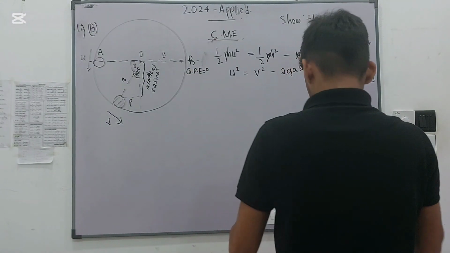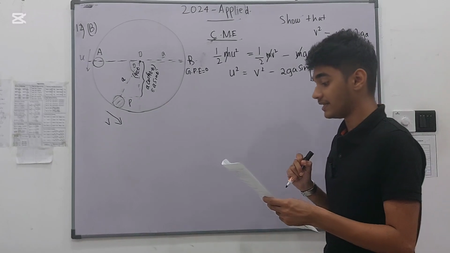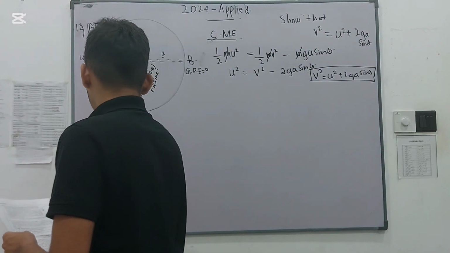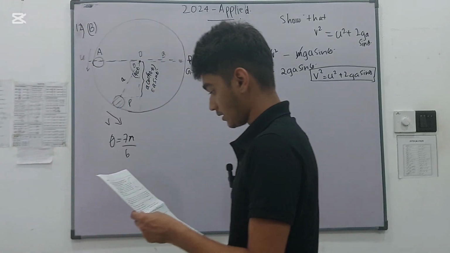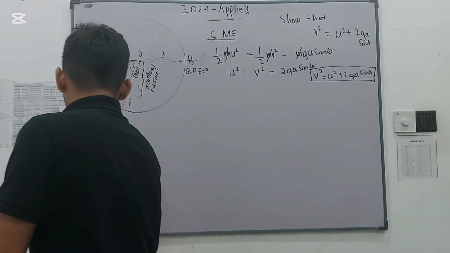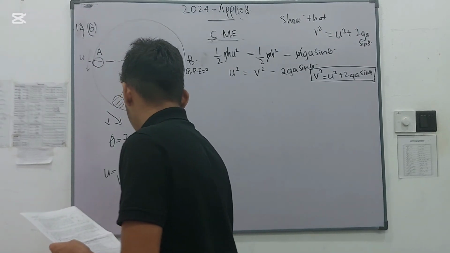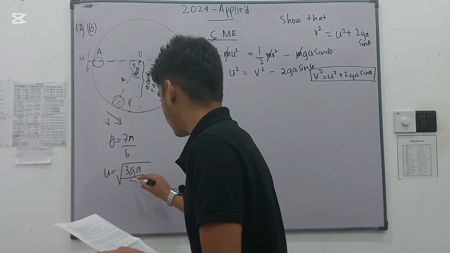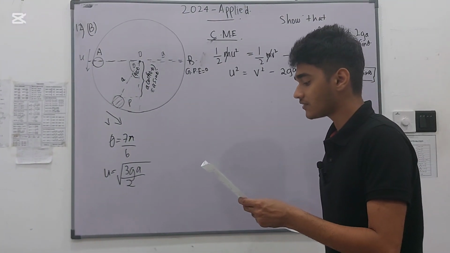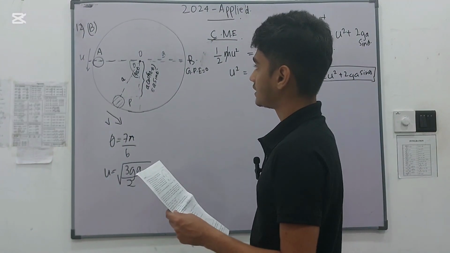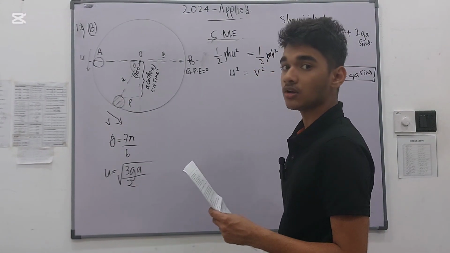Secondly, they are saying it is given that P leaves the inner surface of the cylinder when theta is equal to 7 pi over 6. Show that u is equal to the square root of 3ga over 2. So what are they saying? P leaves the inner surface of the cylinder. The condition for leaving is that it should not go in circular motion.